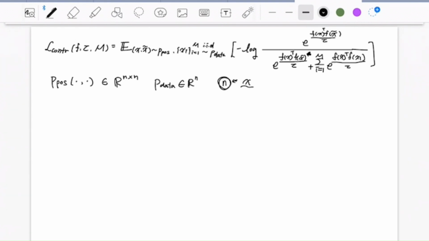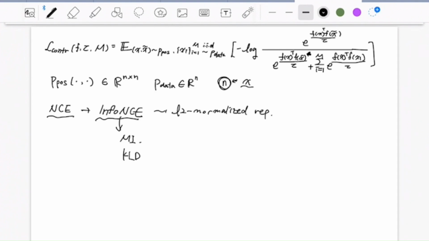Okay, so to derive this equation, we'll go through NCE loss first, and then we'll move on to the infoNCE loss, the original term, not the L2 normalized form, but the general form. And with this infoNCE, we'll also see the mutual information maximization and the meaning of the KL divergence. And finally, we'll get the infoNCE with L2 normalized representation.